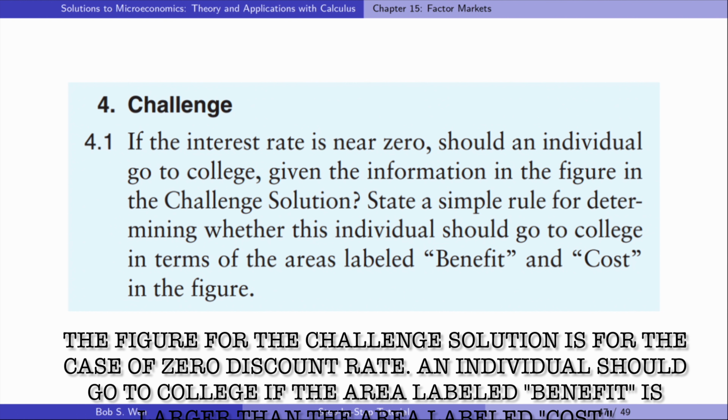The figure for the challenge solution is for the case of 0 discount rate. An individual should go to college if the area labeled benefit is larger than the area labeled cost.